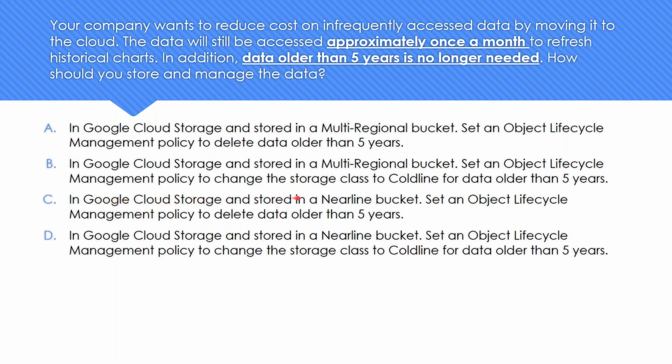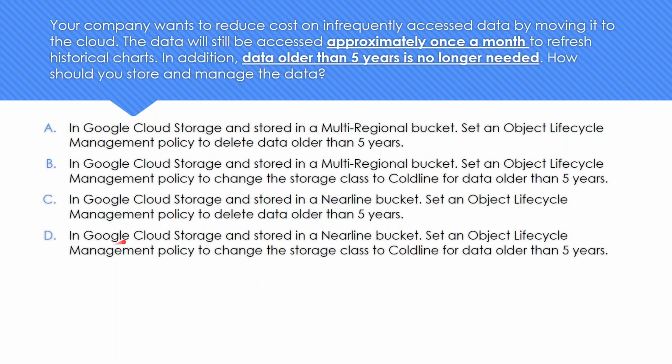Option C, use Google Cloud Storage, stored in a Nearline bucket. Set the object lifecycle management policy to delete the data older than 5 years. Now, Nearline is meant for access once in a month. If you're going to access it once in a month, it's going to be quite effective. Yes, because once you access it, there's going to be a retrieval cost also. But you're going to access it only once in a month. It's okay. And for the remaining time, the storage cost is what has an impact. Storage cost for Nearline is comparatively lesser than a multi-regional one. So C makes more sense.